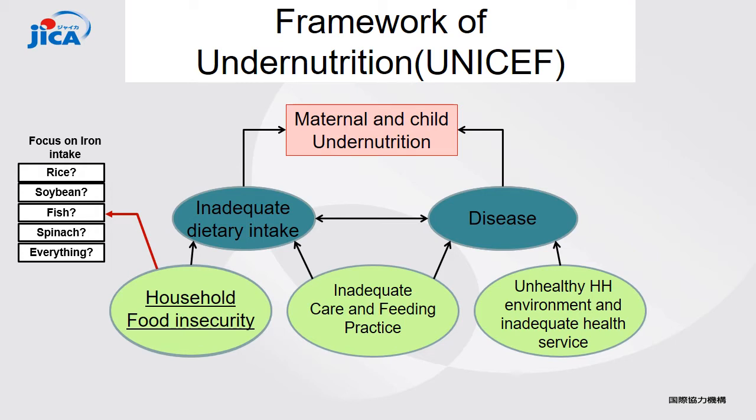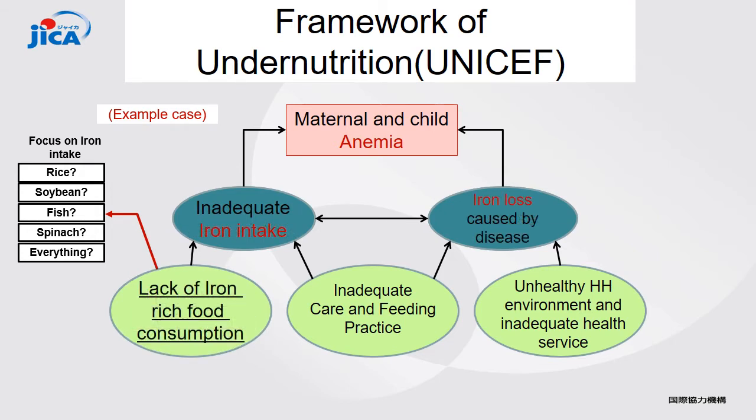Let's say in this case, we are interested in anemia reduction. Then we can rephrase the diagram as follows. Inadequate iron intake and iron loss caused by disease. Then the role of the agriculture sector becomes much clearer: improved access to iron-rich food. This is the direction we would like to proceed through a nutrient-focused approach.